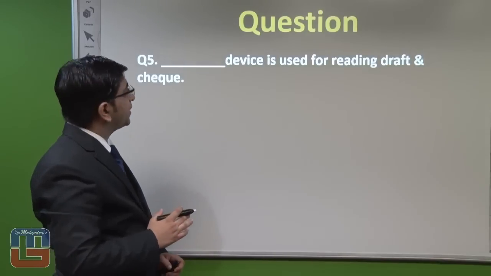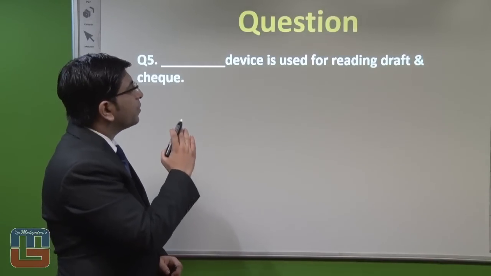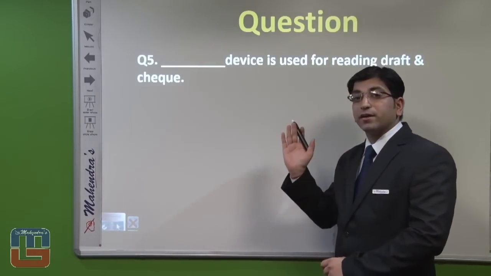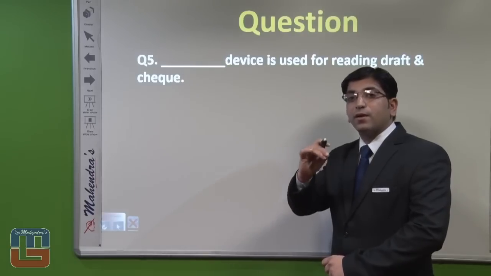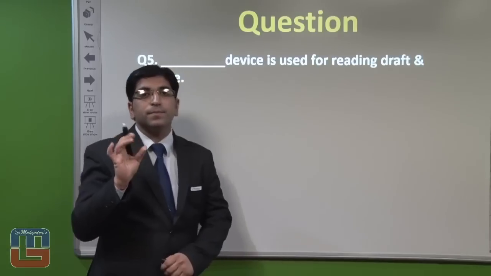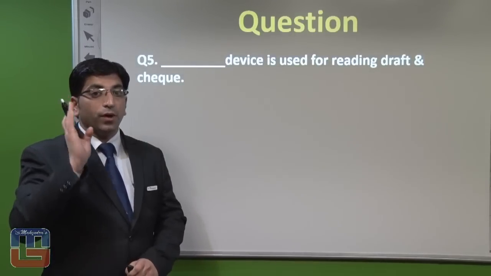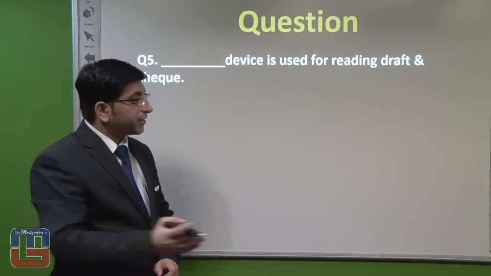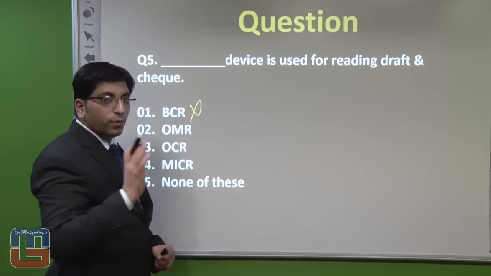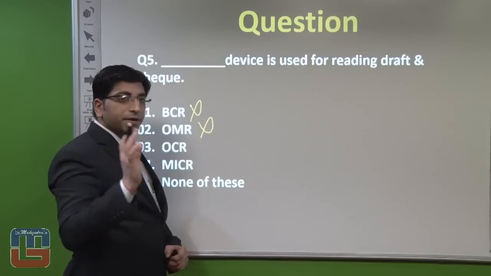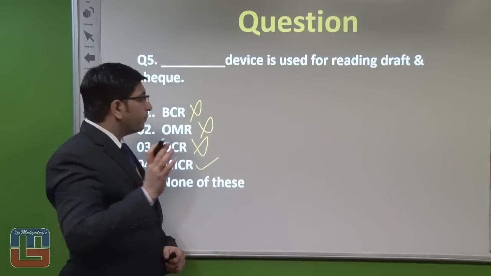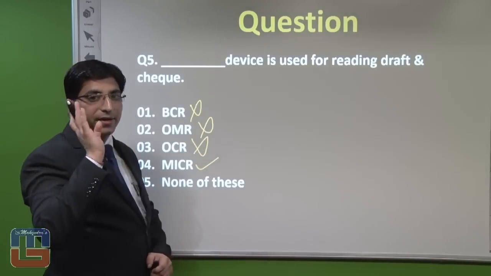Next question, question number 5 says, dash device is used for reading draft and check. Which device is used for reading drafts and checks? When you want to make a check or a card in a readable format, which device is mainly used for that purpose? Is it OCR? Is it OMR? Is it MICR? Let's check the options first. BCR? No. Is it OMR? No. Is it OCR? Again, no. Yes, MICR is the device which is used for reading draft and check.